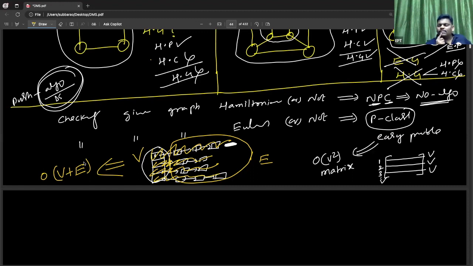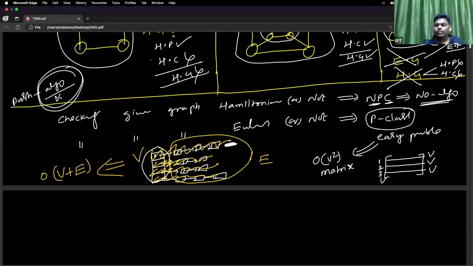Can anyone guess? If it is a complete graph, what is the E value? Very interesting answer. Complete graph, what is the E value? What is the answer? V into V minus 1 by 2.